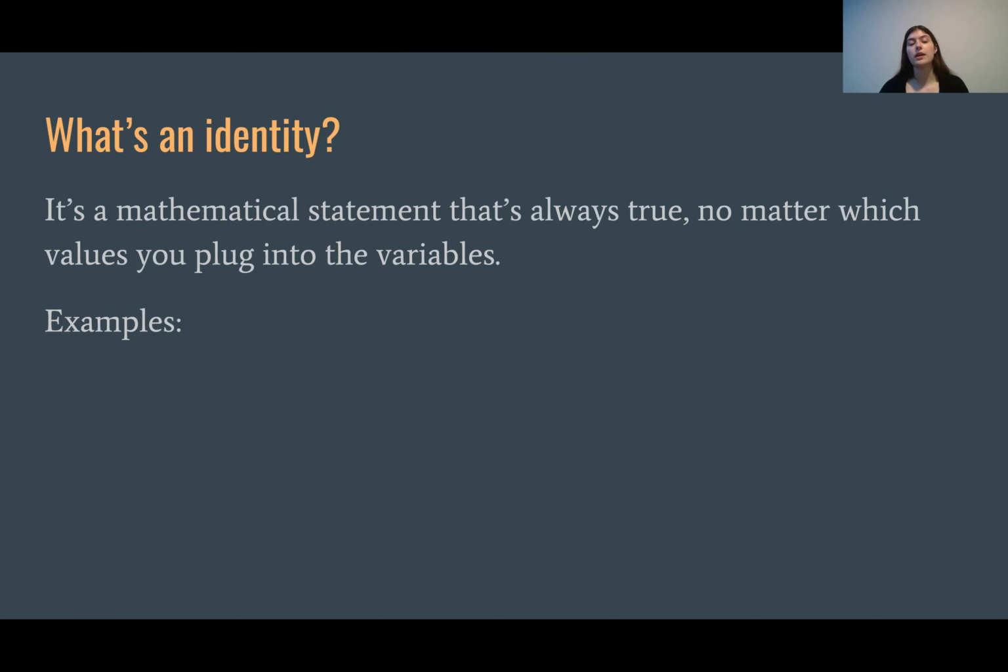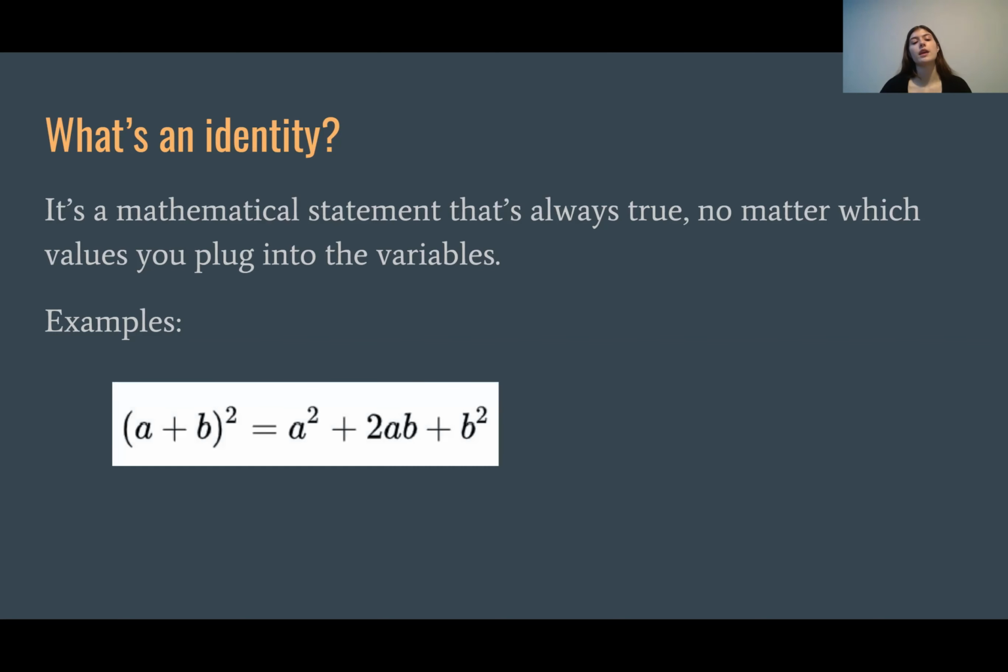So here's an example, and I'm taking you back a little bit to Algebra 2, and hopefully you guys remember this example. (A plus B) squared is equal to A squared plus 2AB plus B squared. Right, so hopefully you remember this. No matter which numbers you plug in for the value of A or which number you plug in for B, this statement is always going to be true.